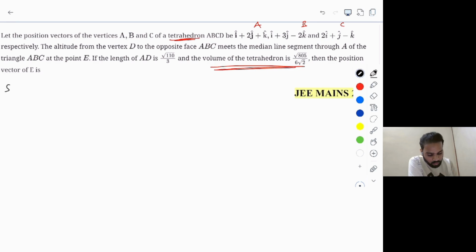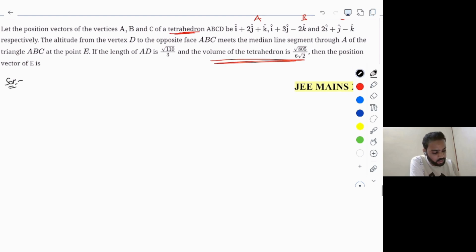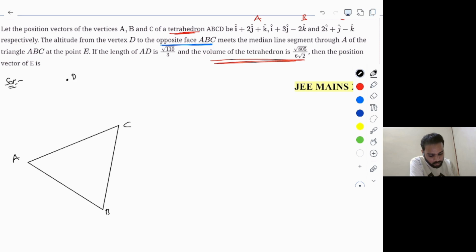No confusion here. So first thing, let's try to draw the diagram. Since they are already mentioning the opposite face ABC, we'll take the base of this tetrahedron as ABC like this. So look at the diagram that I'm drawing here, just a rough diagram. So let's say this is your base A, B, and C. And somewhere here we have the vertex D, and we form the tetrahedron. So clearly we see a tetrahedron here, right?